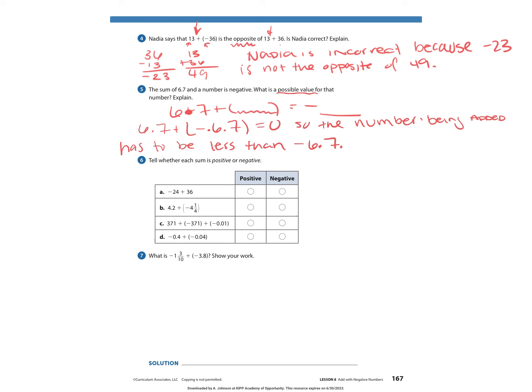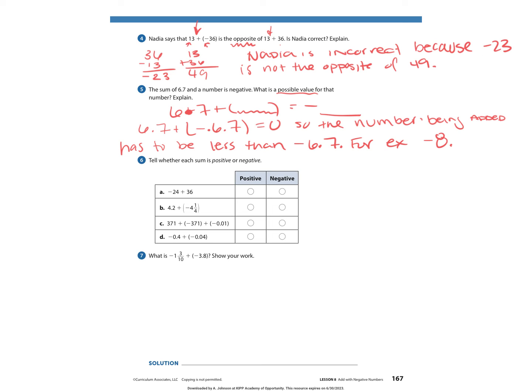And then they said, what's a possible value? So they want me to give them a number. So for example, negative 8, negative 7. You couldn't say negative 6 because that's greater than negative 6.7. So going to the left, negative 8, negative 9, negative 10, all of those numbers work. You can even put negative 6.8, right? That would also get you a negative.